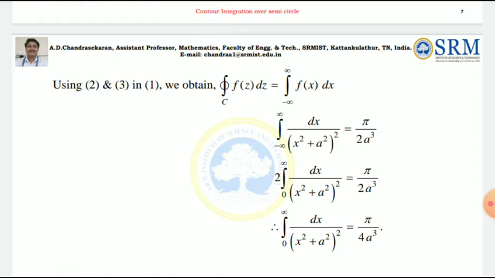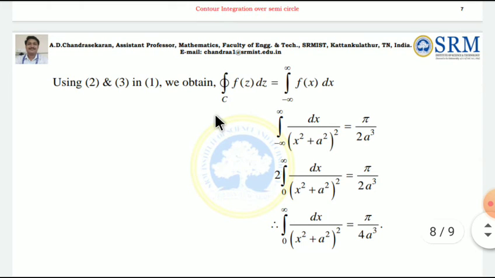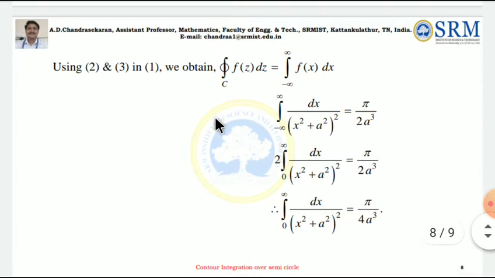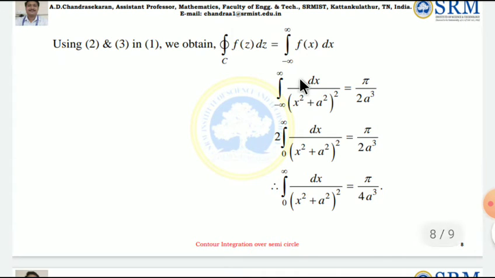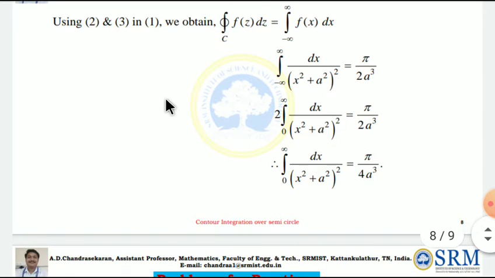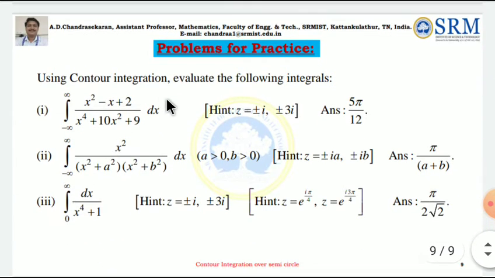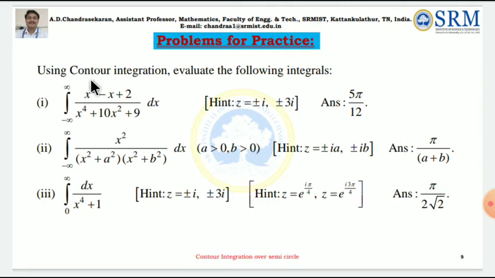You also try some more problems under type number 2, contour integration over a semicircle, only the real variable x. So a few problems for your practice. Using contour integration, evaluate the following integrals. Integral from minus infinity to plus infinity of (x squared minus x plus 2) by (x power 4 plus 10x squared plus 9). What is the degree of the denominator? 4. So there are 4 roots probably.